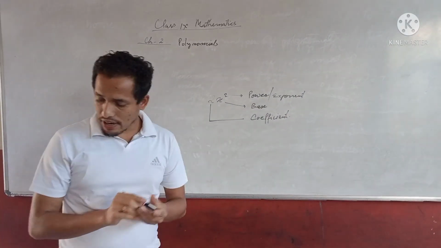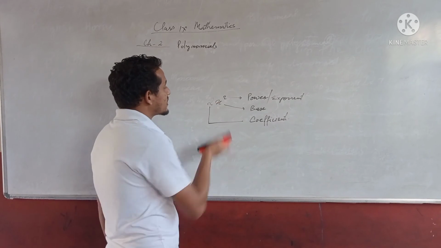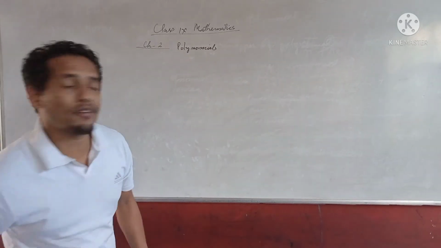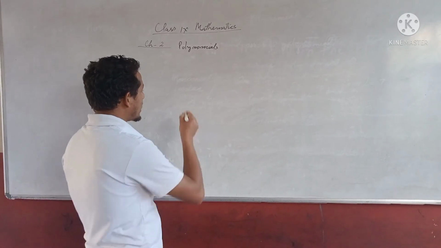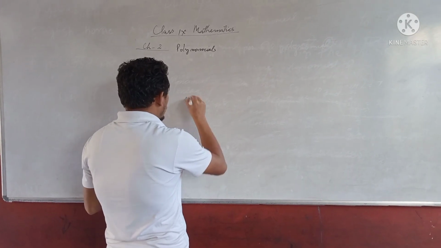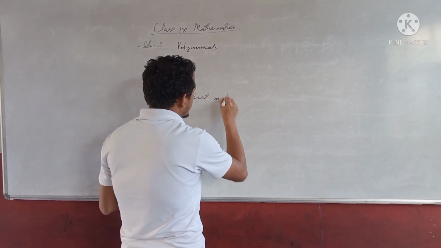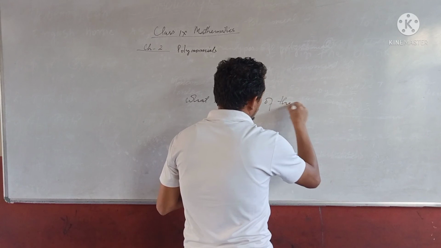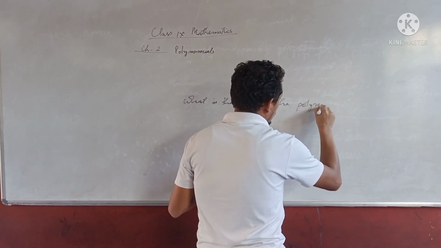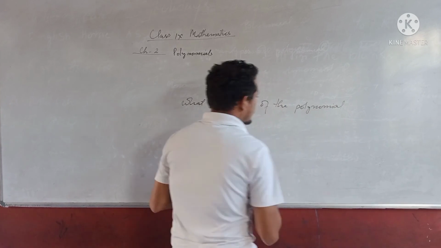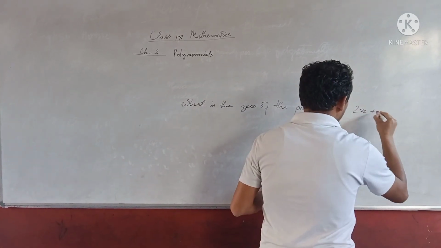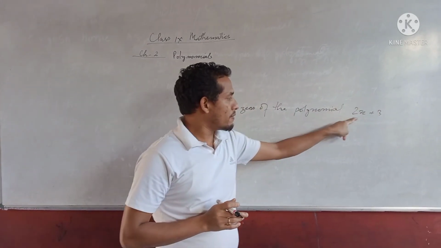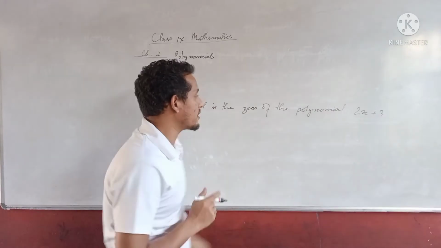After knowing this, we need to know one more point, that is zeros of the polynomial, and after that we can go to the exercise. What is the zero of the polynomial? For example, 2x plus 3. What we are going to do is calculate the value of this x, that is the zero of the polynomial.